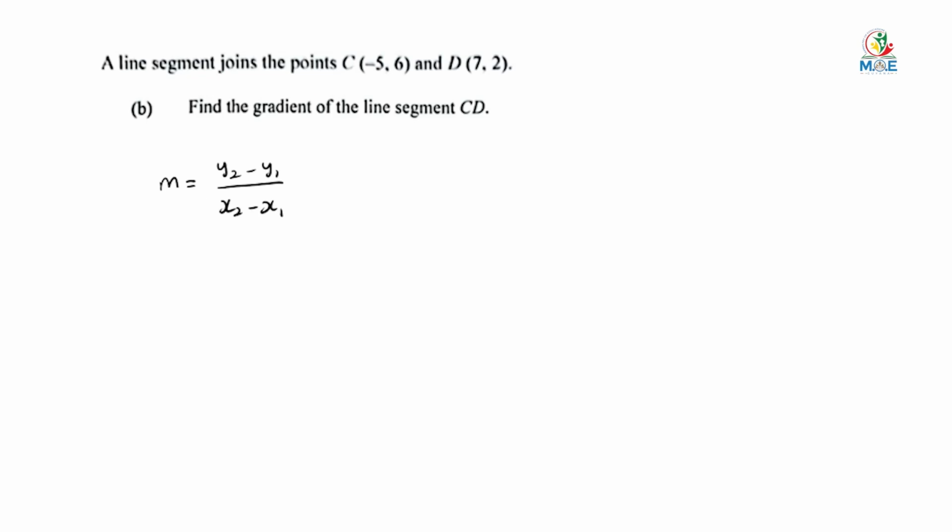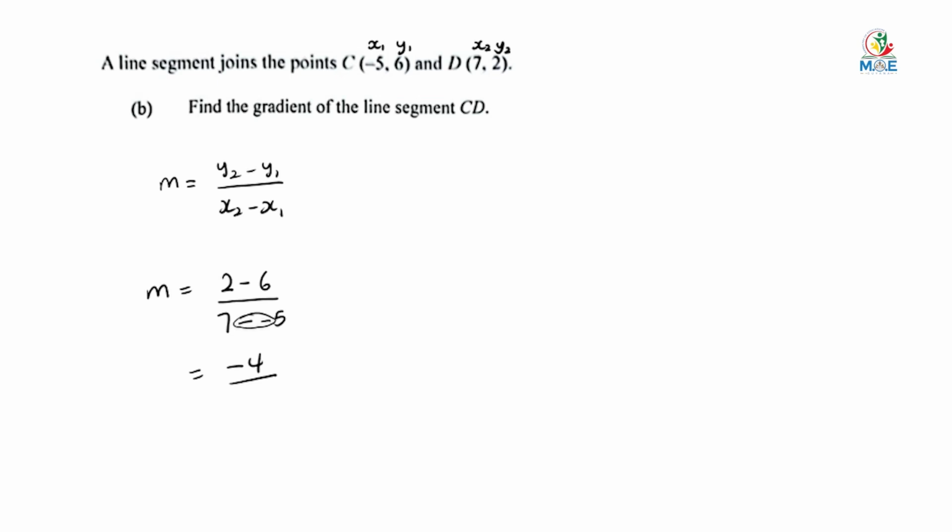So now let's label. We know this is x, this is y, this is x, this is y. So this is x1, y1, x2, y2. So the gradient would be equal to y2, which is 2, subtract y1, which is 6, all divided by x2, which is 7, subtract x1, which is -5. So 2 minus 6 would be -4, all divided by 7 minus -5.